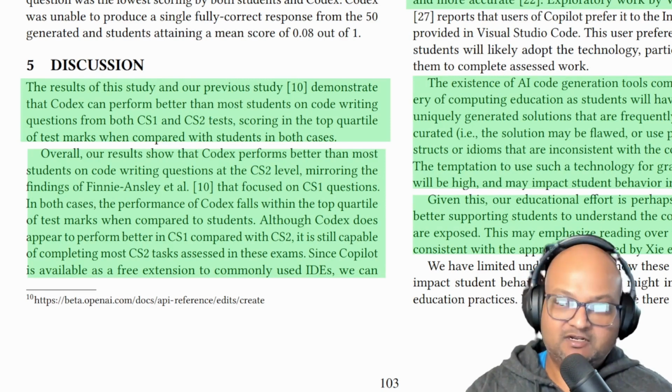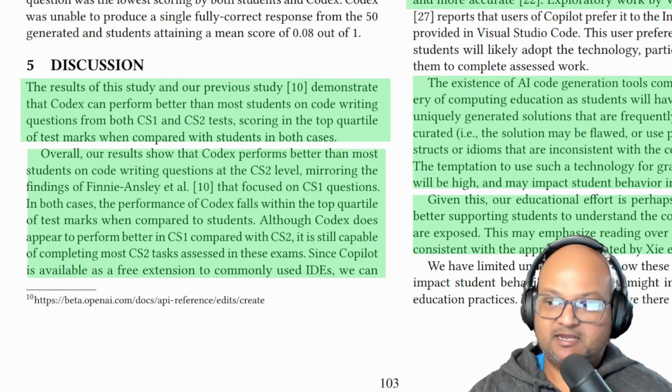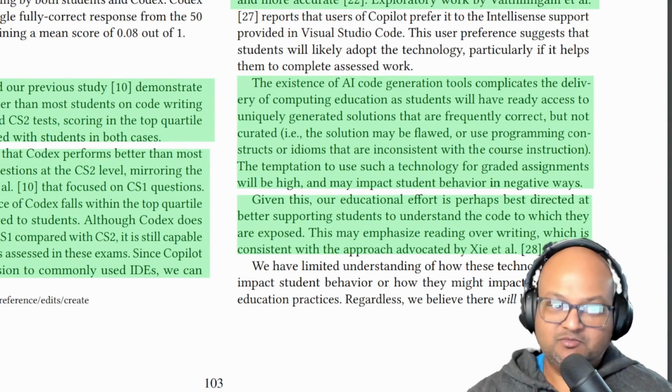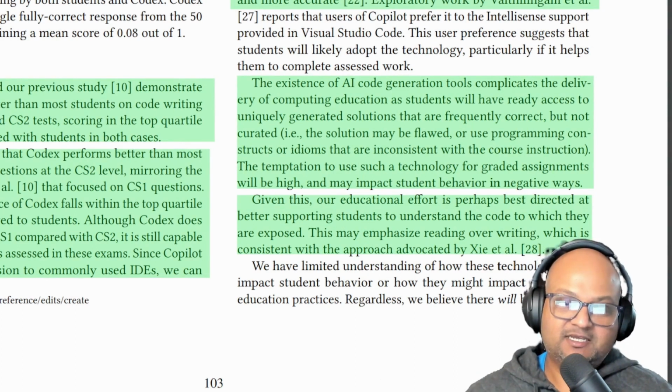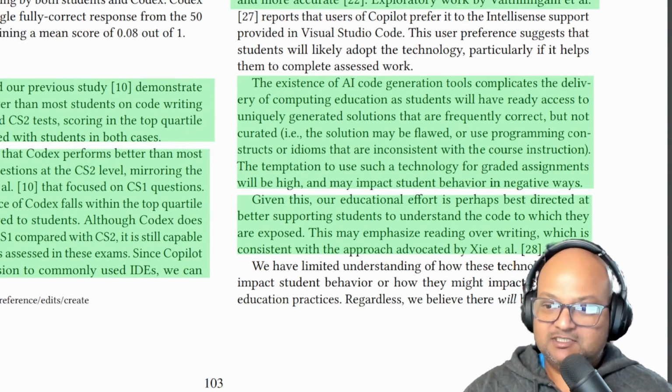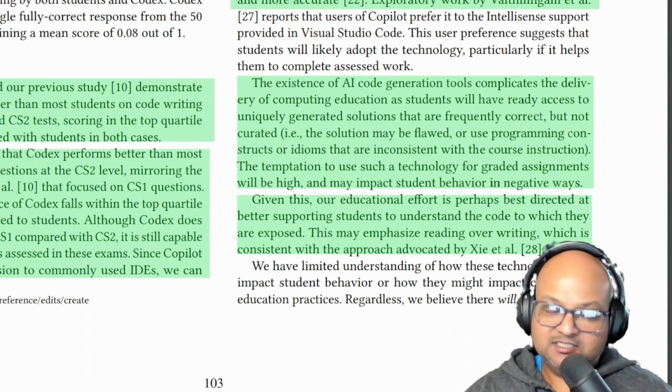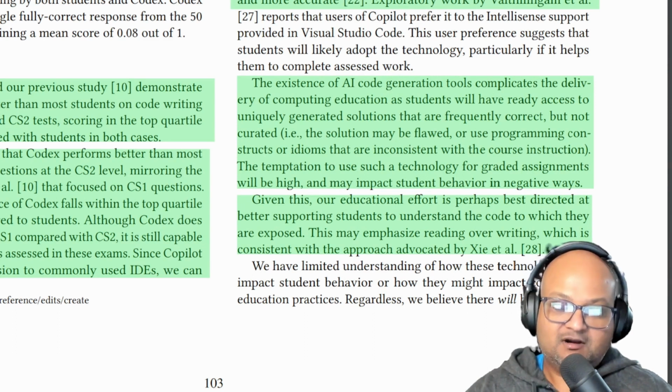So TLDR, even on CS2, Codex ended up in the top quartile of the class, similar to how it performed in CS1, though it had a much easier time in CS1. The big open question most of these papers end with is, well, what does all this mean for the teaching of computer science and the teaching of introductory programming? And I don't think anyone has a great answer yet. All this is so new that teachers, instructors, and the designers of curricula are still grappling with this question.